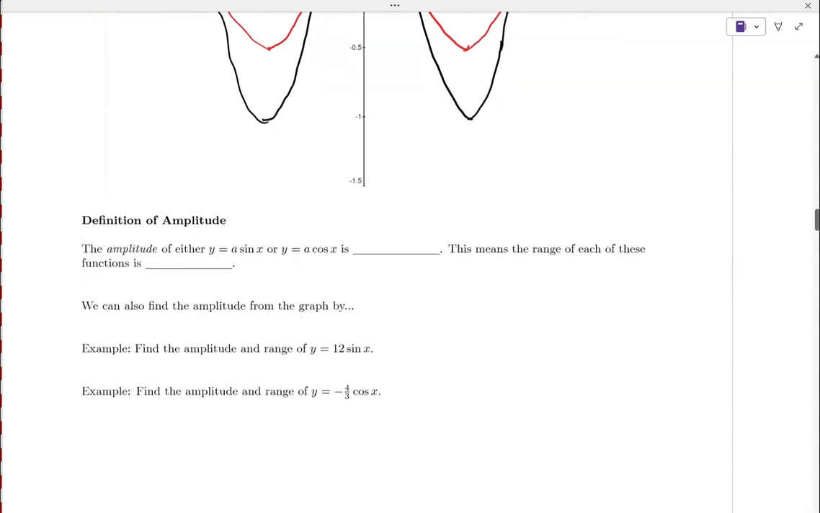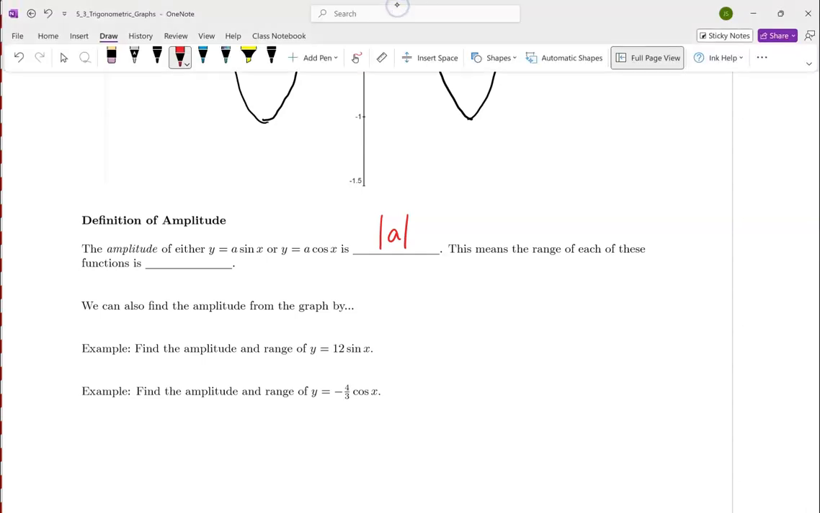Okay. So the amplitude of either y equals a times sine of x or a times cosine of x is, we have to be a little bit careful. We don't want to just say a. It needs to be the absolute value of a. Your amplitude is always a positive number.